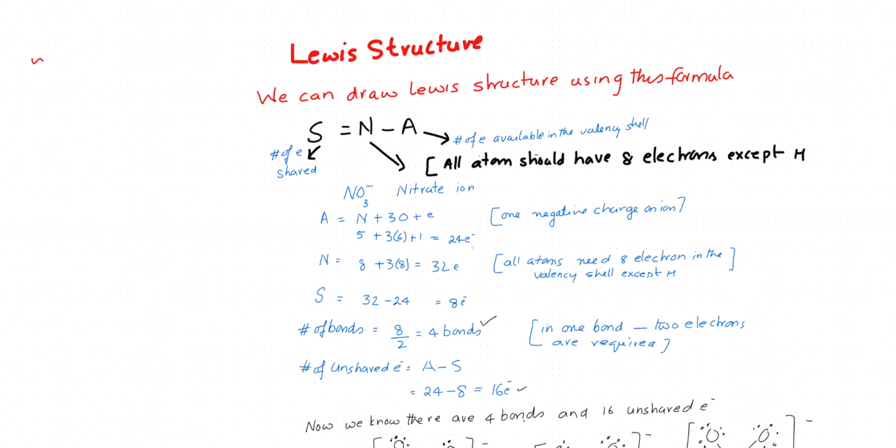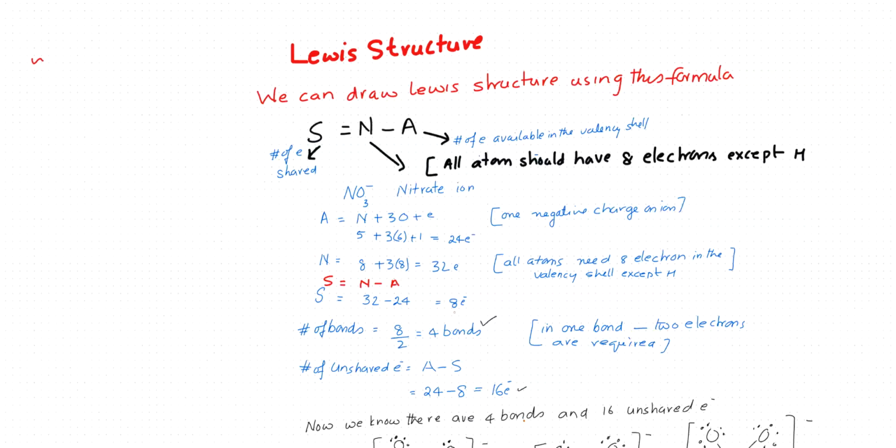So S is equal to N minus A. N is the number of electrons needed, 32, and available are 24. I can write here the formula S is equal to N minus A. So needed are 32, available are 24. 32 minus 24 is 8. So 8 electrons are shared.